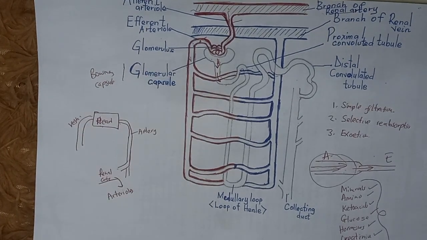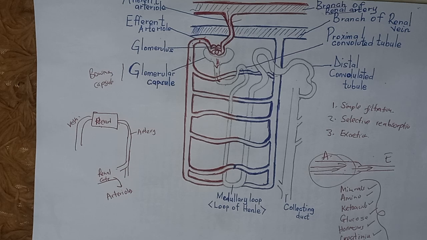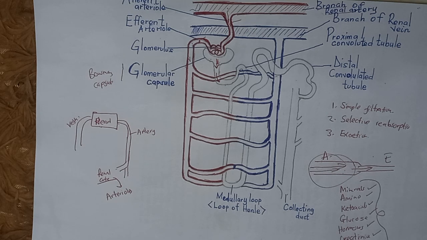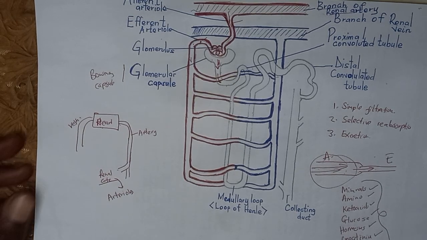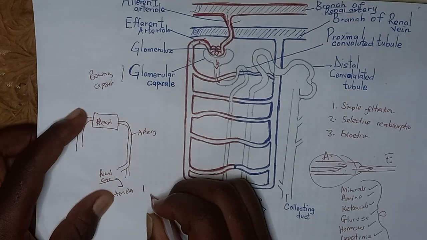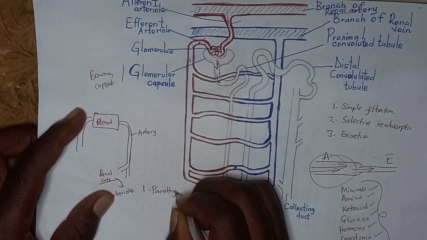So there are hormones inside here that will help in the selective reabsorption. This one will help just to reabsorb and to balance the body's mineral salts and the pH. So the first hormone that will help in the reabsorption is the parathyroid hormone.